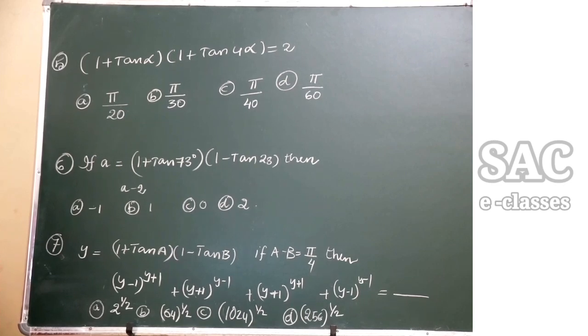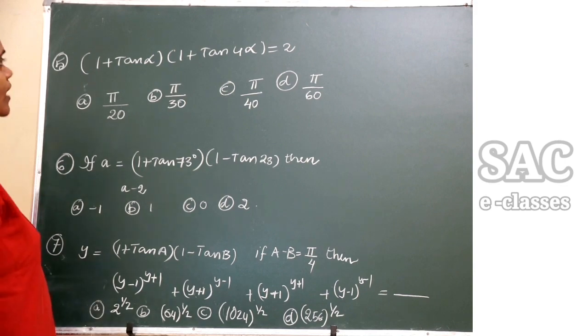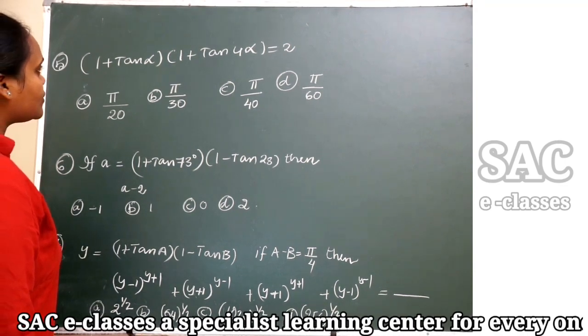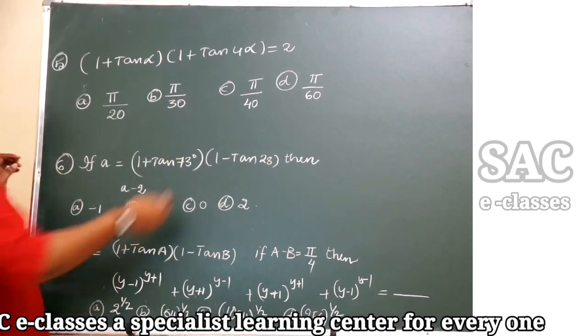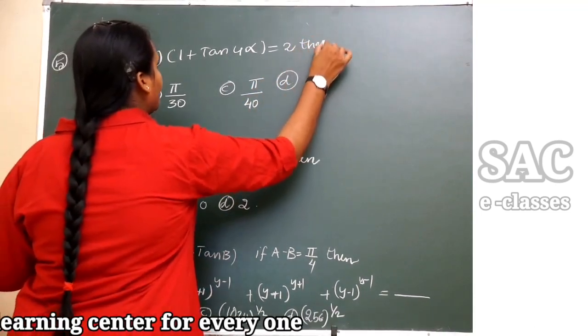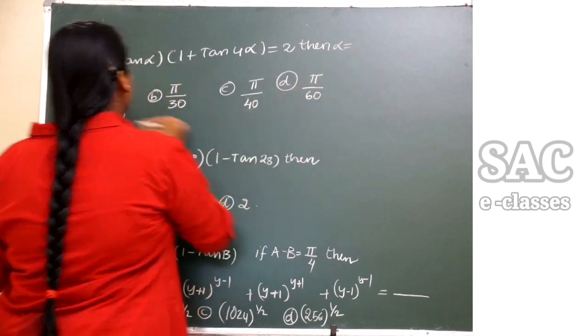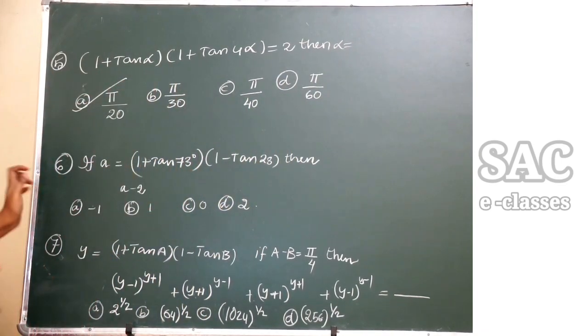Now look at the fifth problem. It is 1 plus tan alpha into 1 plus tan 4 alpha, which is equal to 2. Then what is the alpha? Then what is the alpha value they are asking you? Then alpha is clearly pi by 20.